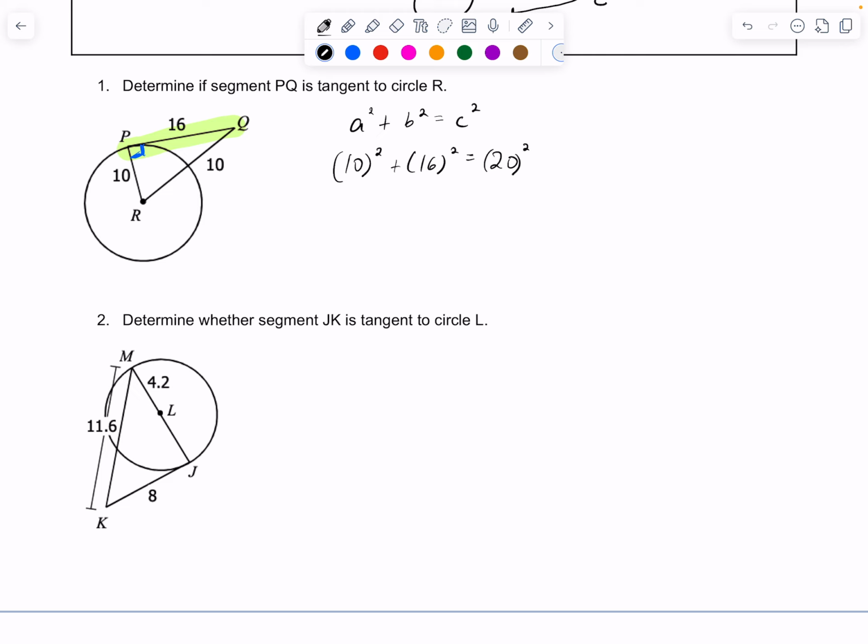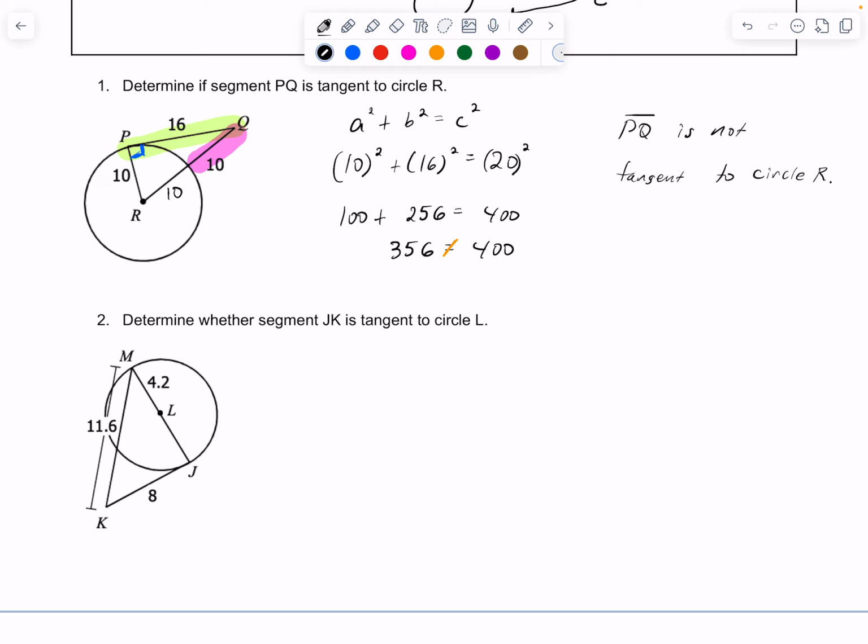All right, you'll notice here that this small segment, I'll highlight it, is 10 here, and because 10 is PR, this is also a radius of 10, so the hypotenuse is going to be 20. So I have 100 plus, I believe that's 256 equals 400, and that's going to be 356 equal to 400, which is not true, right? So if that does not make a true statement, then segment PQ is not tangent to circle R.